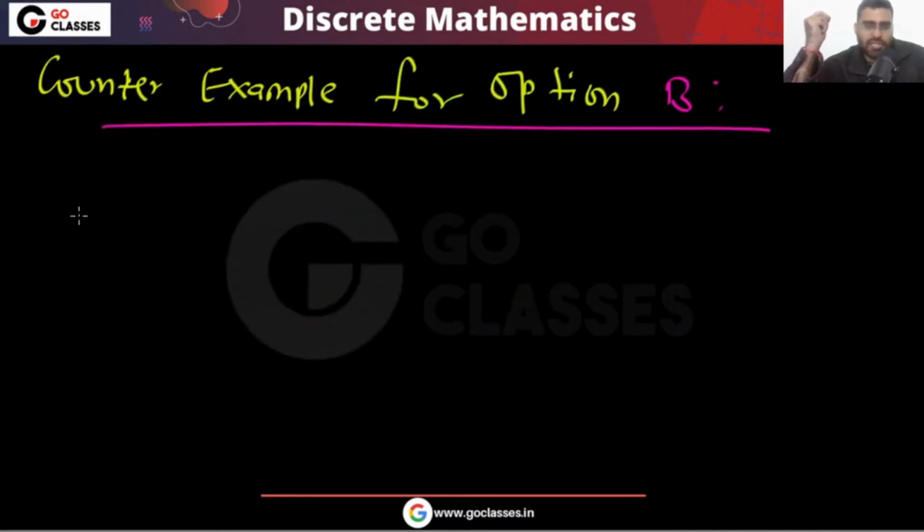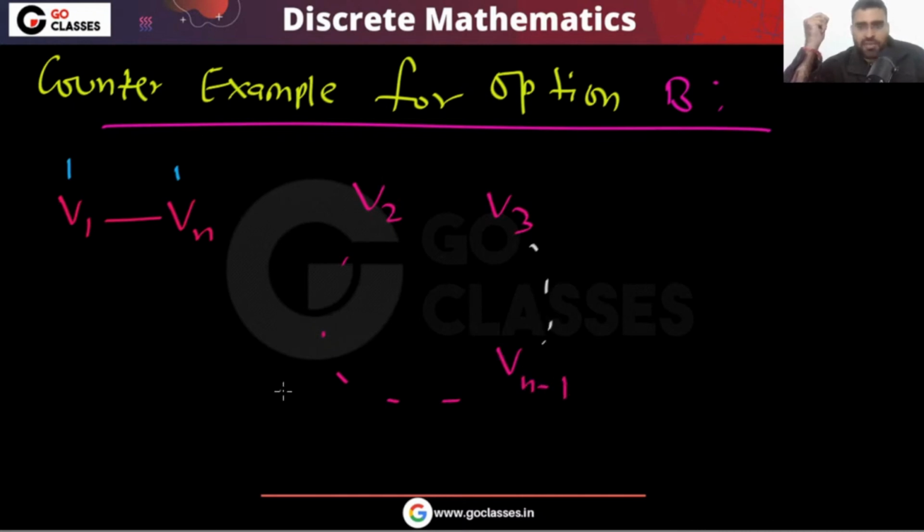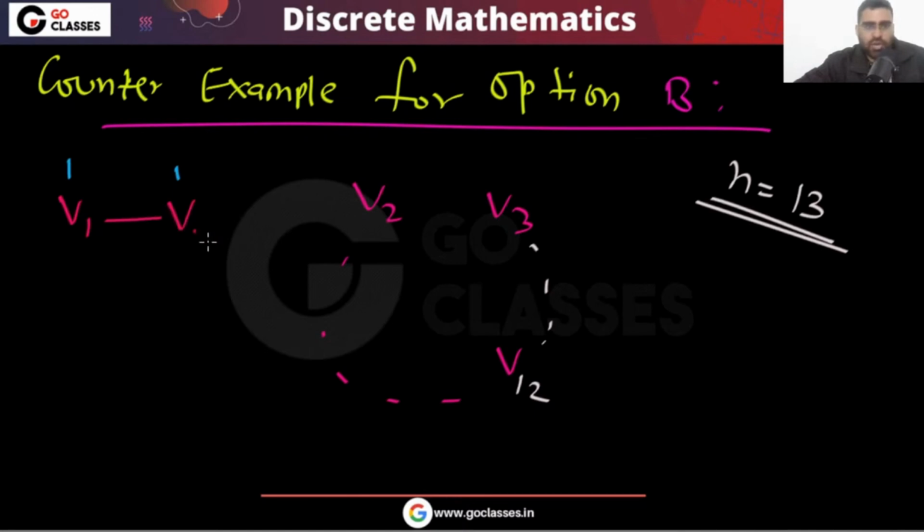Just create it like this. This V1 and Vn you connect. Now this is degree 1, this is degree 1. And the remaining vertices, like V2, V3 and so on up to Vn minus 1. Let's assume you have 11 vertices here, so like V12. So you can take n equal to 13.